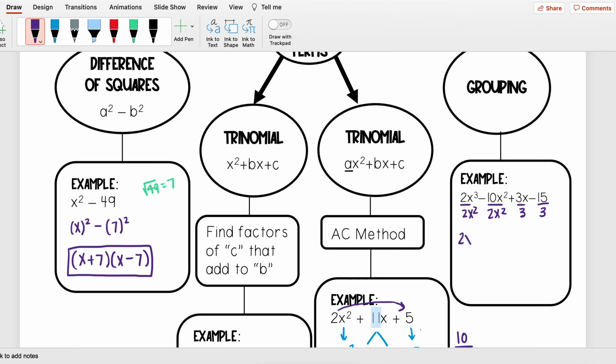So taking out 2x squared from my first pair, 2x cubed divided by 2x squared, I'm left with x, minus 10 divided by 2 is 5, x squared divided by x squared is just 1. I put my GCF out in front, 3x divided by 3, I get x, negative 15 divided by 3, I get negative 5. I see I have the same thing here. That clues me in that I did it right, and so I can put my 2 GCFs together to get 2x squared plus 3, and then times x minus 5.